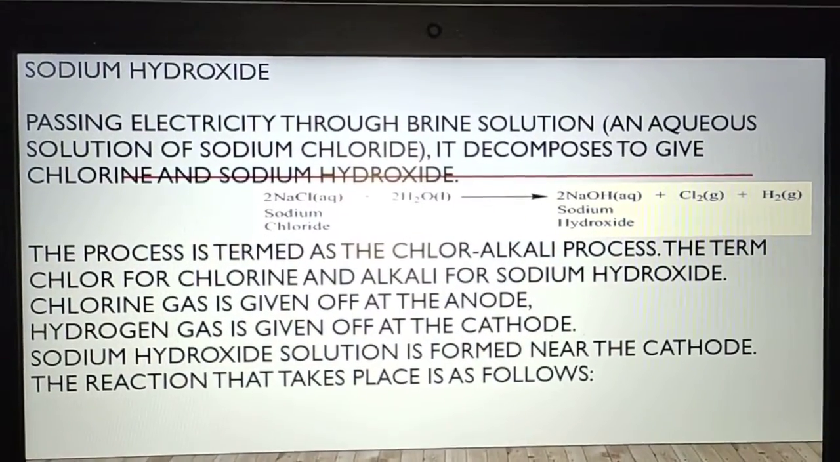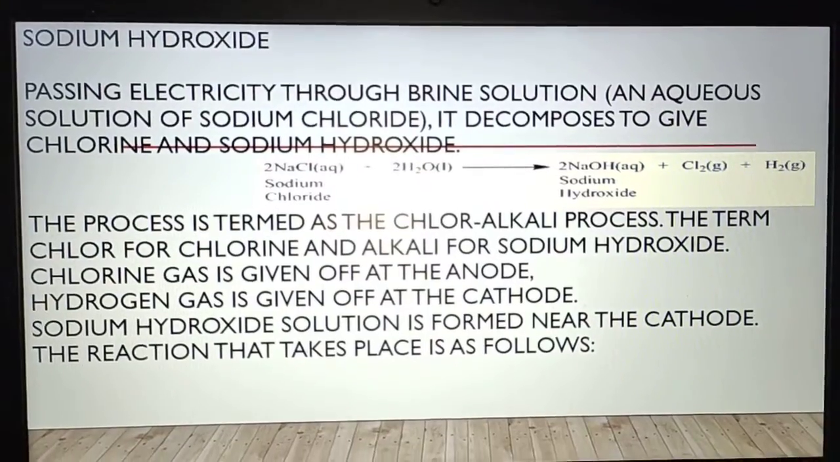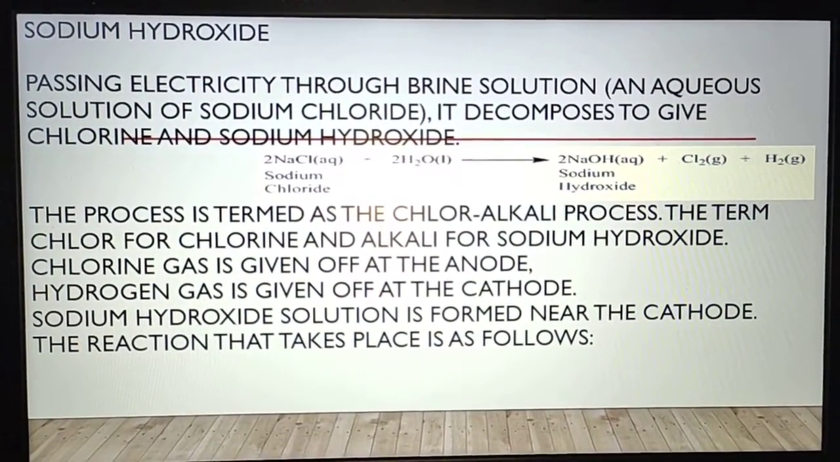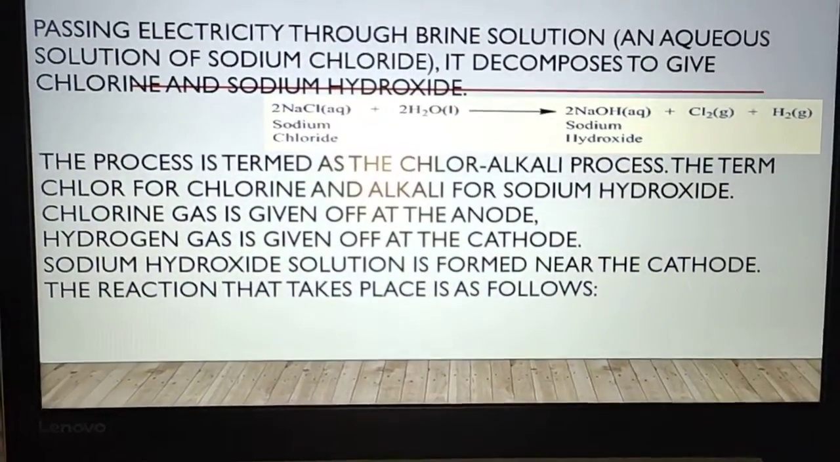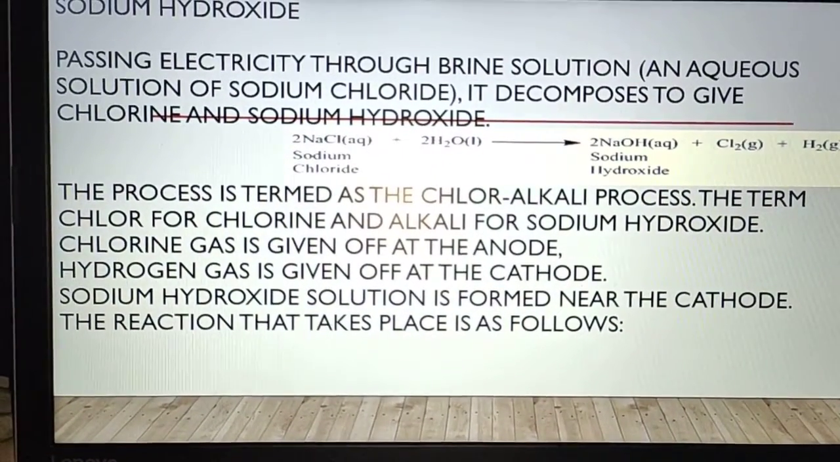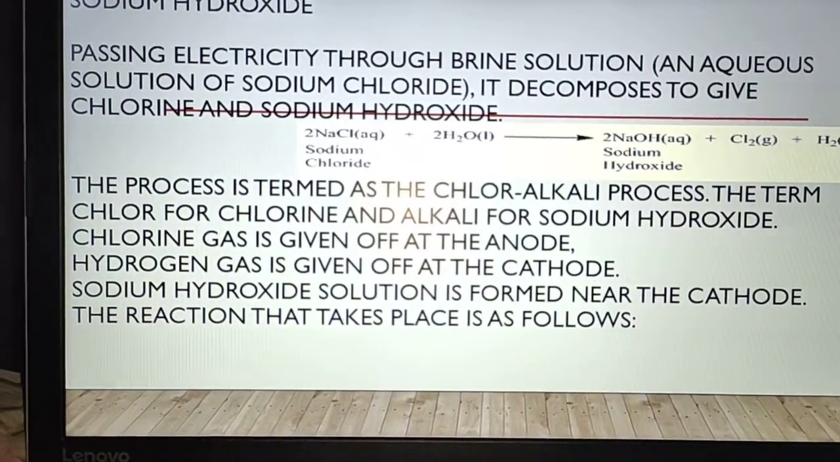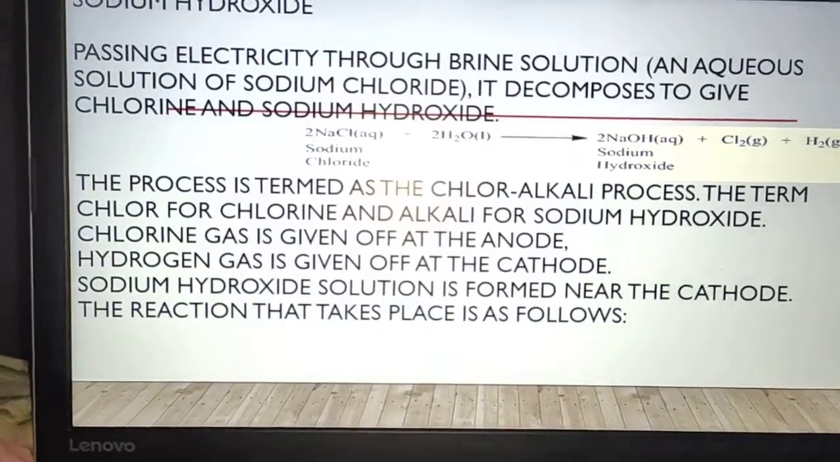It decomposes to give chlorine and sodium hydroxide. 2NaCl plus 2H2O gives you 2NaOH plus Cl2 plus H2, and this process is known as the chloralkali process. So here the question arises: what is the chloralkali process? What is brine solution? Give the equation for the chloralkali process and explain what is present at the cathode and anode. This is a 5-mark question coming from this area.